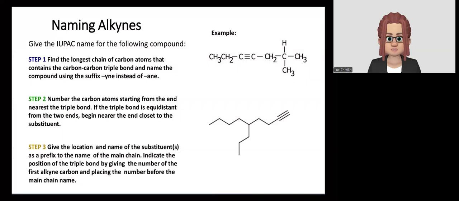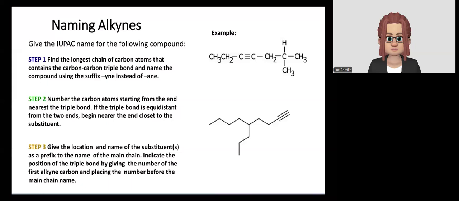Similar to alkenes, sometimes we can have triple bonds that are equidistant. So always watch out for that. And only then the correct numbering is beginning from the end that is the closest to the substituent, the first substituent that you have in the molecule.